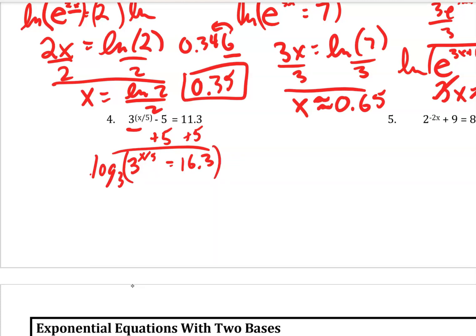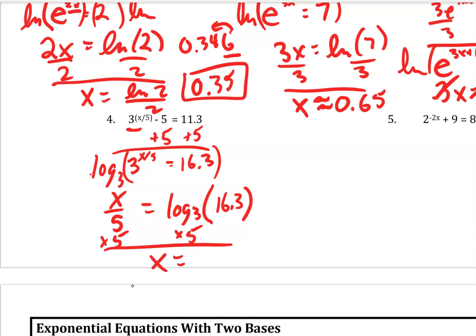So I get x over 5 equals log base 3 of 16.3. Now I'm going to multiply each side by 5. x equals 5 log base 3 of 16.3. That is the exact answer.